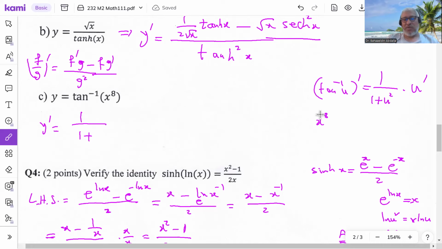So when I raise x to the power 8 to the power 2, I multiply the powers and it would be x to the power 16. And then times the derivative of x to the power 8, which is just 8x to the power 7. I can write it up here if you like, 8x to the power 7, or you can write it here times 8x to the power 7. So that's the answer.